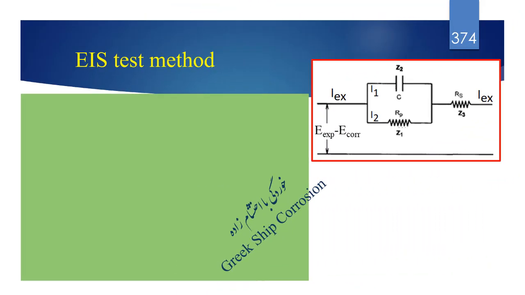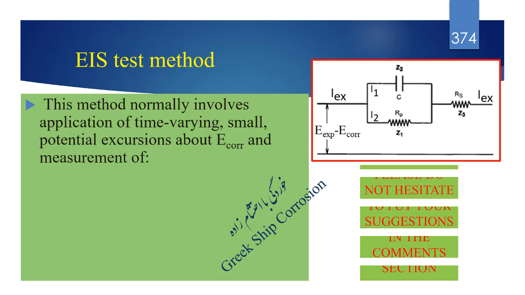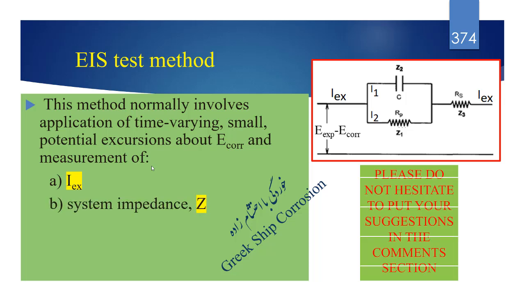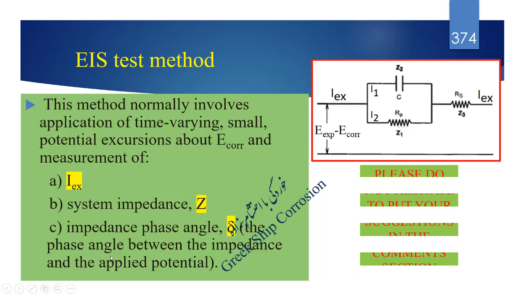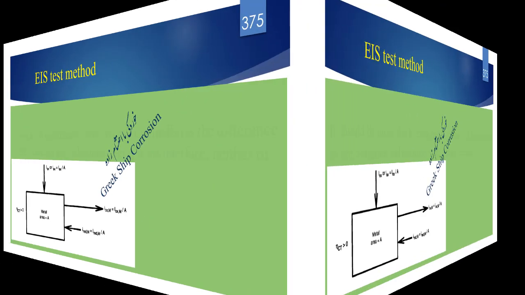EIS test method. This method normally involves application of time-varying small potential excursions about the corrosion potential, or E_corr, and measurement of A. external current, B. system impedance, Z, and C. impedance phase angle, delta, the phase angle between the impedance and the applied potential.